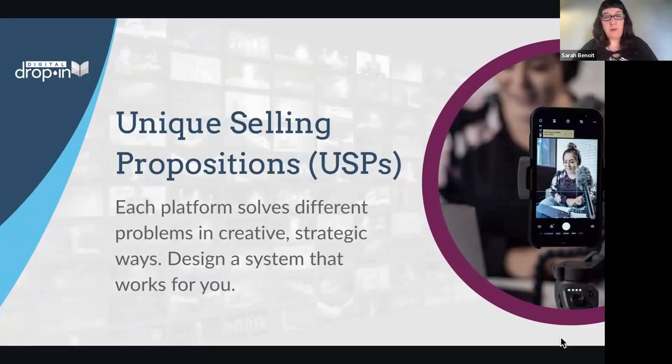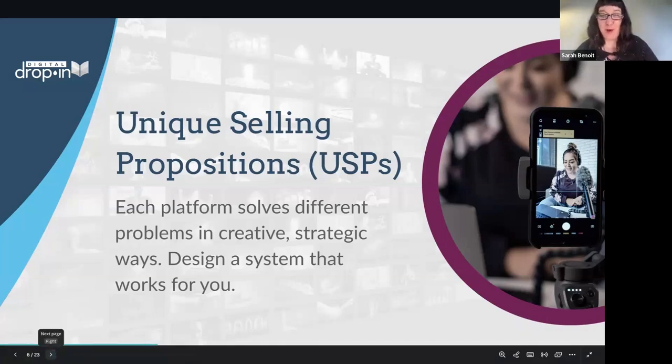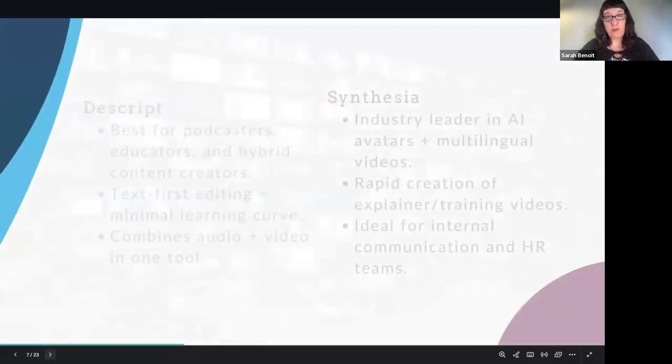Now, with the unique selling propositions, we just talked about a few of the limitations. I want to talk about what makes each one of these systems special, right? So again, this goes back to the problem-solution issue. How can we make sure that whatever tool we choose actually solves our problem, saves us time, saves us money, saves us resources, whatever it is. In order to choose something, you want to understand the limitations and what makes it different, what makes it the right choice for you.